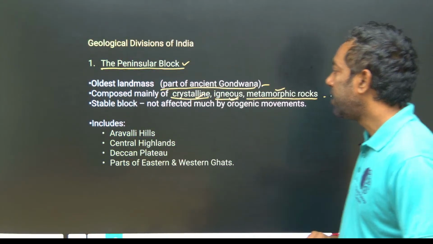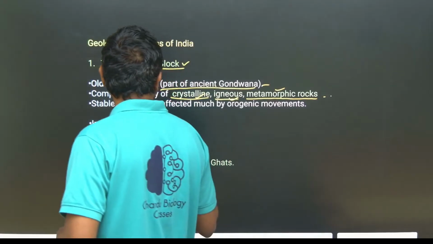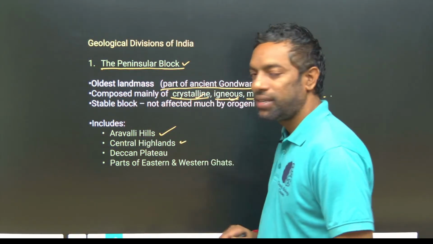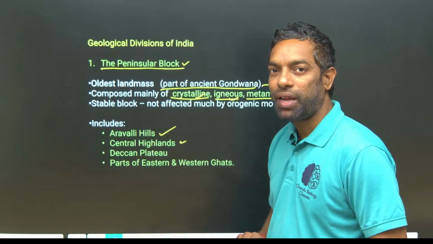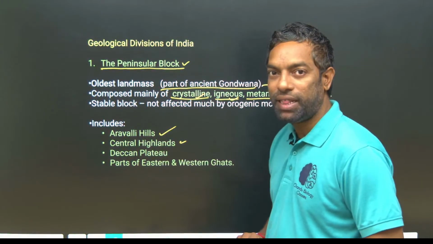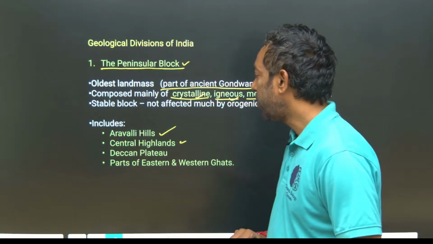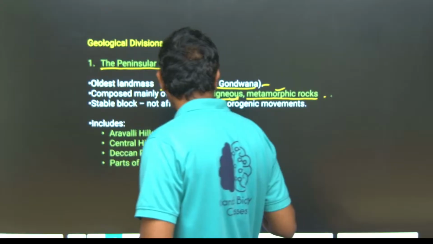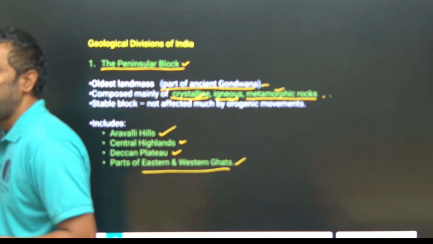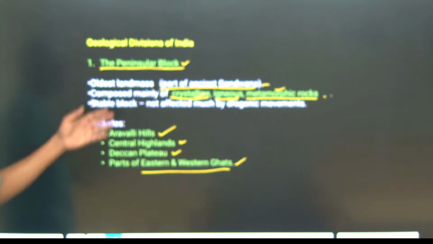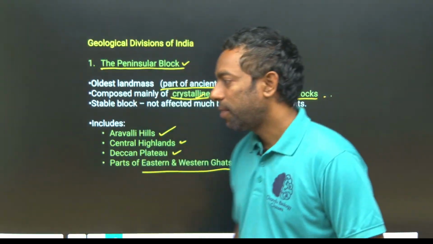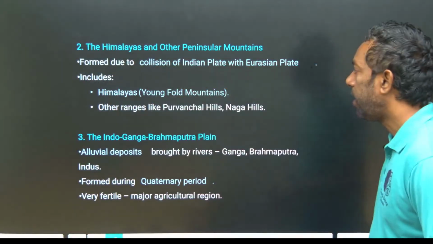This landmass includes the Aravalli ranges, the Aravalli hills in the northwestern part of India, and central highlands like the Deccan plateau, the Vindhya ranges, and part of the Eastern and Western Ghats. These are the main land of India which is the peninsular block. We are going to discuss them in detail.